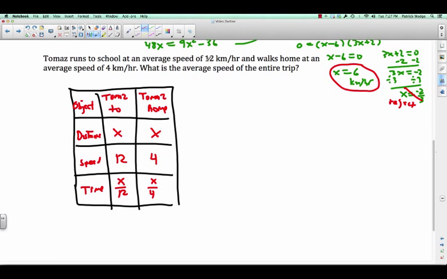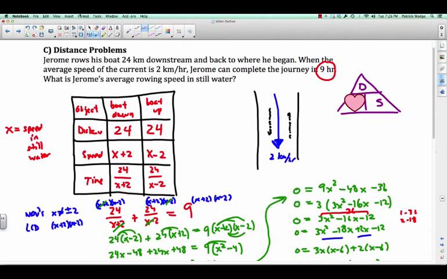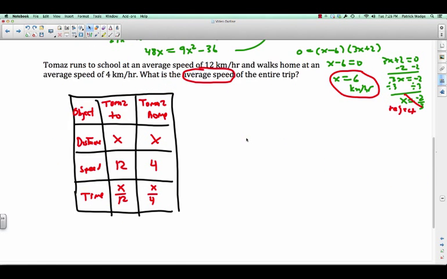Okay, now we want the average speed. To get the average speed, let's look back up here. If I'm looking for speed, if I cover up the speed, it's distance divided by time. So if I want average speed, I would take the total distance and divide it by the total time.